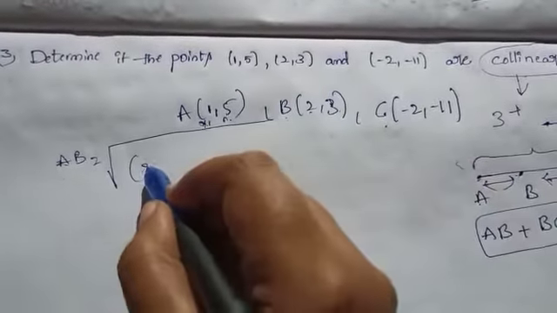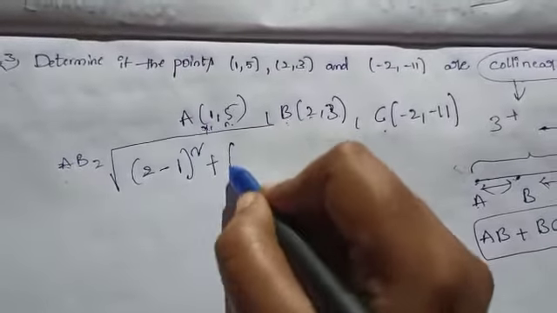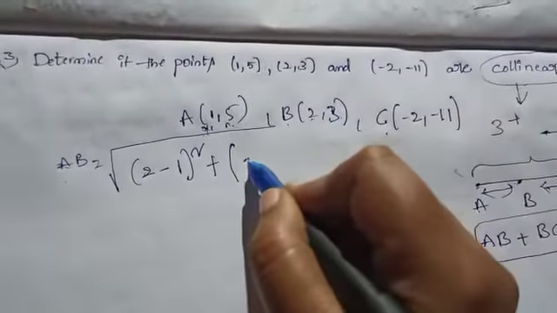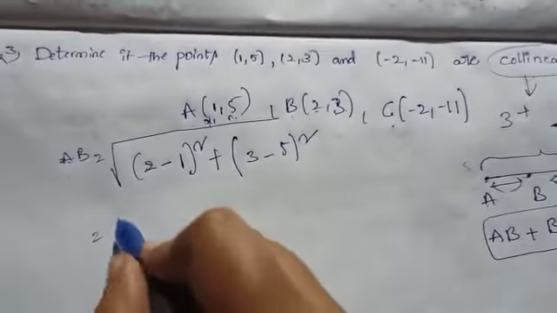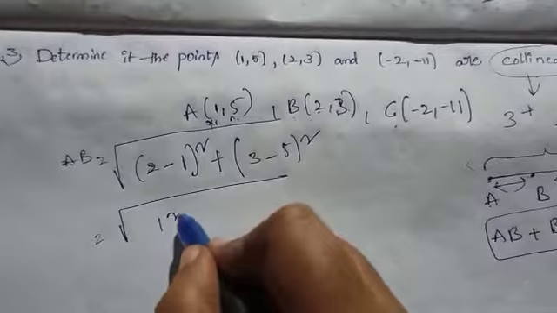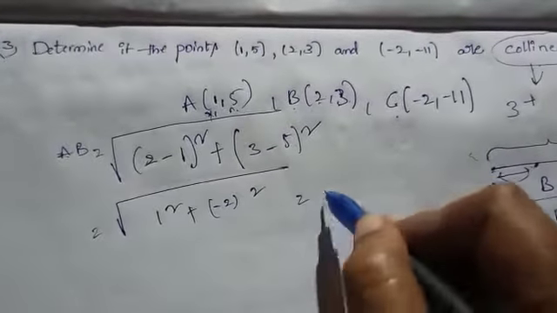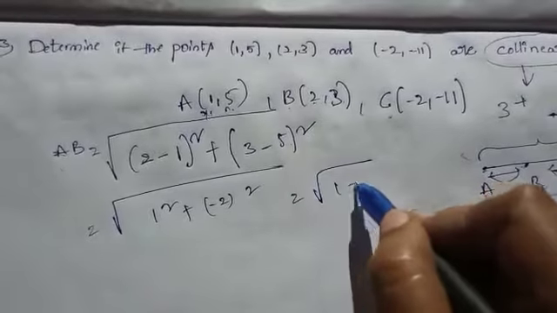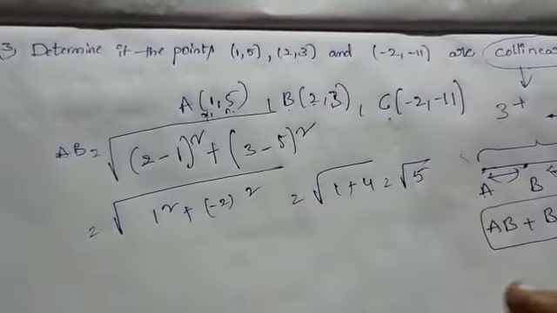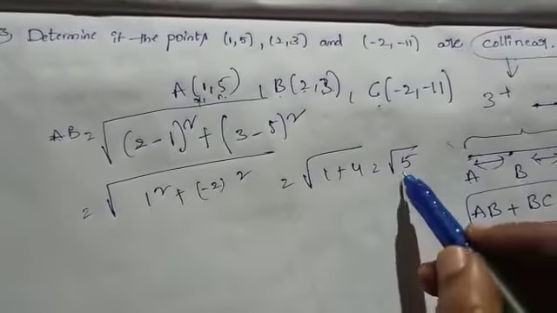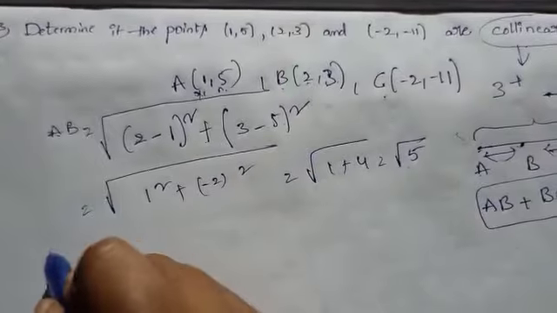x2 is 2 minus x1 is 1 whole square plus y2 is 3 minus y1 is 5 whole square, which is equal to (2 minus 1) whole square, (3 minus 5), minus 2 whole square. 1 square is 1, minus 2 square is 4, which is equal to root of 5. AB equals root 5. Next, BC.